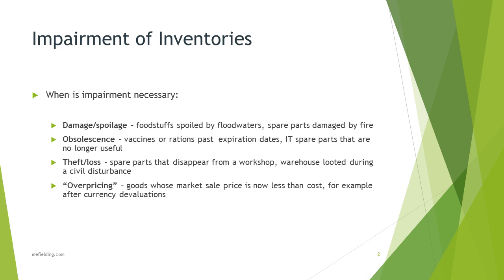Theft or loss: spare parts that, as it nicely puts here, disappear from a warehouse, or a warehouse looted during a civil disturbance. Sadly, it happens all the time, but you have some inventory, some stock of goods, and some of those goods disappear. Certainly having had clients in the past who are things like cigarette factories, stock of cigarettes have a tendency to walk. Warehouses looted during civil disturbances. I guess that certainly happens to people like the United Nations.